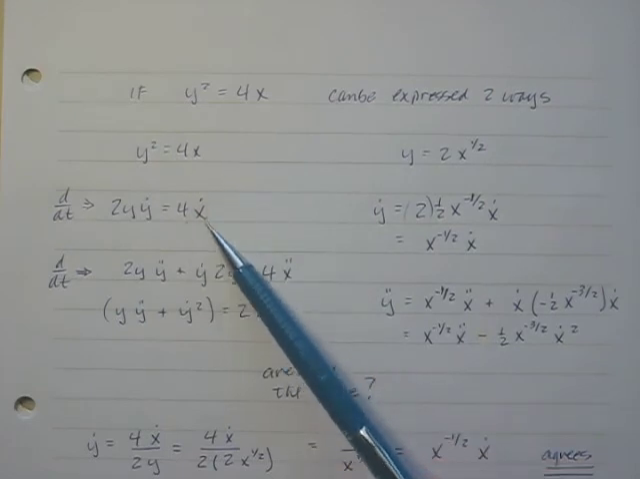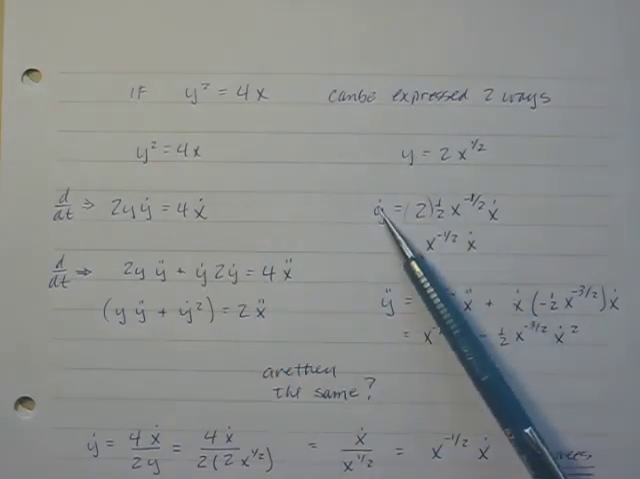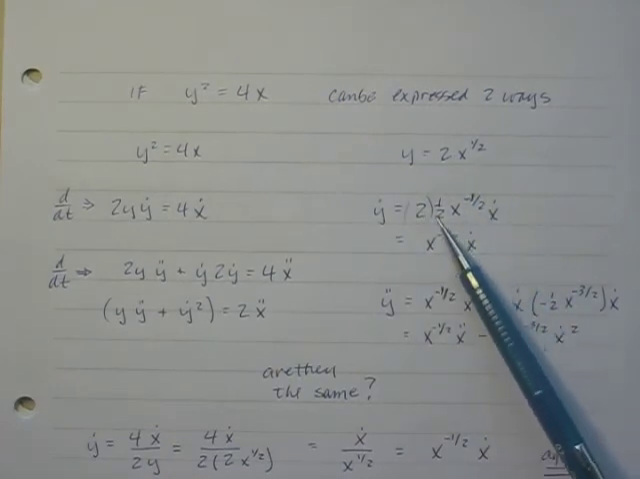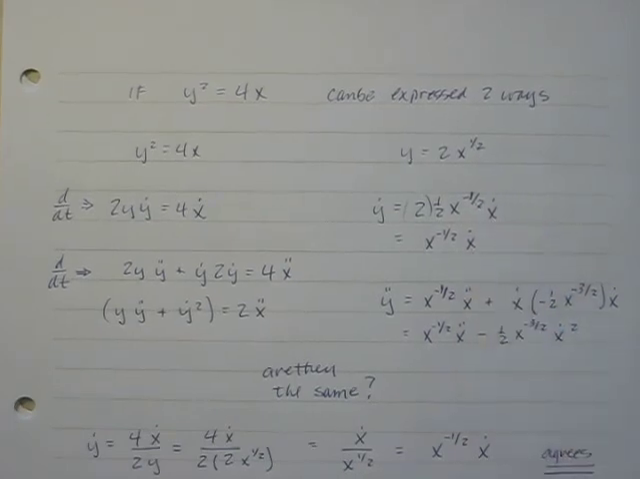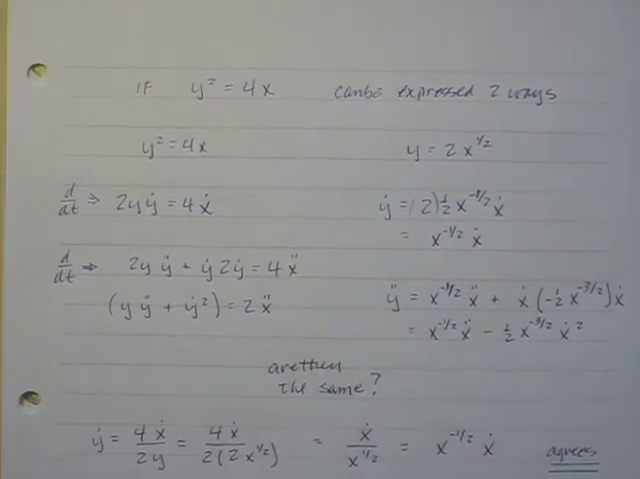Over here, I get 4x dot. And over here, let's put it this way, the derivative with respect to time is y dot. And here I got 2, I'll factor that out, and I get the 1/2. And then x to the n minus 1, which would be minus 1/2 times x dot. Simplified, it looks like that. So are those two the same? Well, we're going to find that out down below.